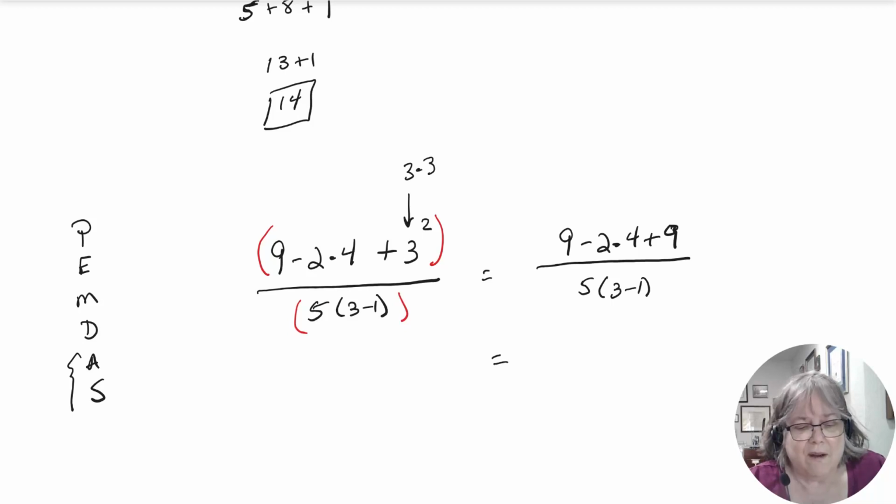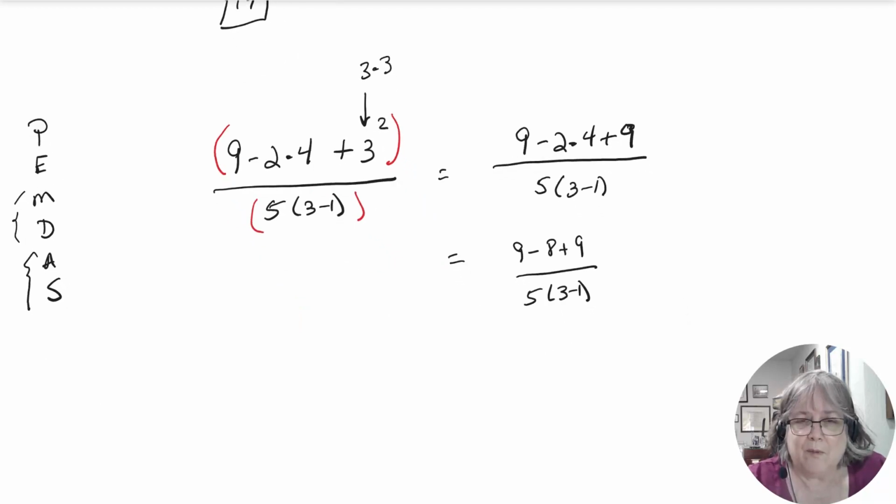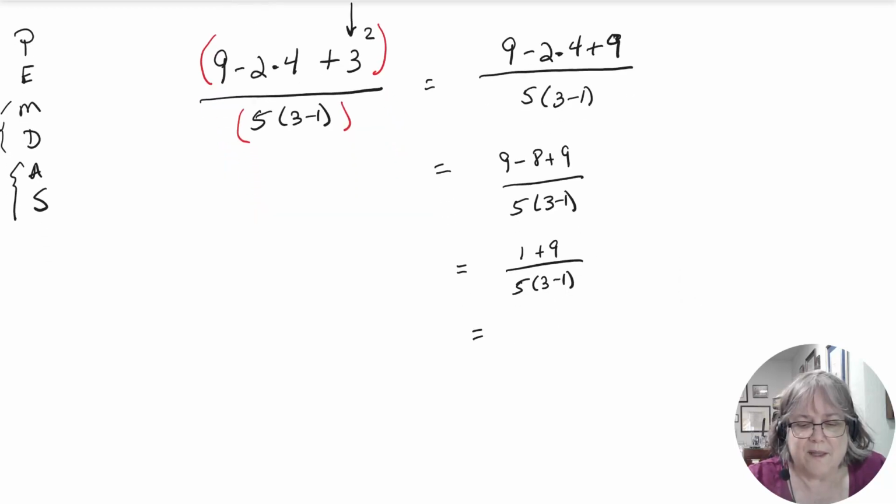So you would say, okay, I've done my exponents. Do I have any multiplication and division? I have a multiplication. So 9 minus 2 times 4 is 8 plus 9. Right. And then we would work our addition, subtraction left to right. So 9 minus 8 is 1 plus 9. 1 plus 9 is 10. And now I'm through with the numerator, and we're going to move down to the denominator.